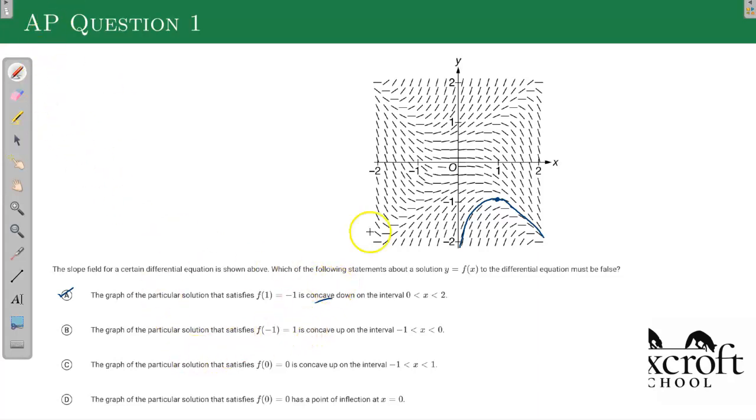B, if I have (-1, 1) on my answer, let's see, as I go to the right, these lines are all sending me higher. As I go to the left, these lines are pushing me that way.